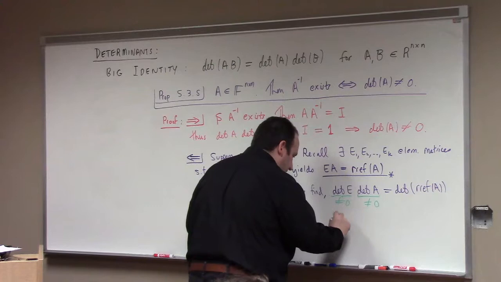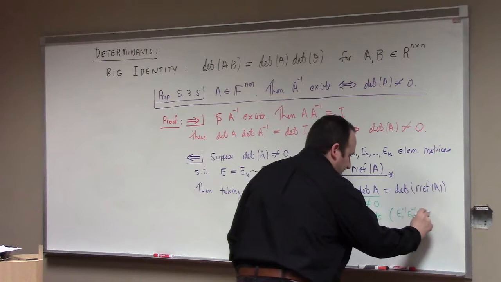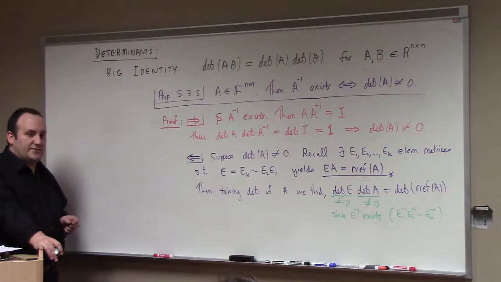In fact, you know what it is. It's E1 inverse, E2 inverse, and so on, up to EK inverse. Not that the details terribly matter to us. There it is. That's the inverse of E. We talked about this before. So you have the product of two non-zero numbers. What's this say about the determinant of the reduced row echelon form of A?